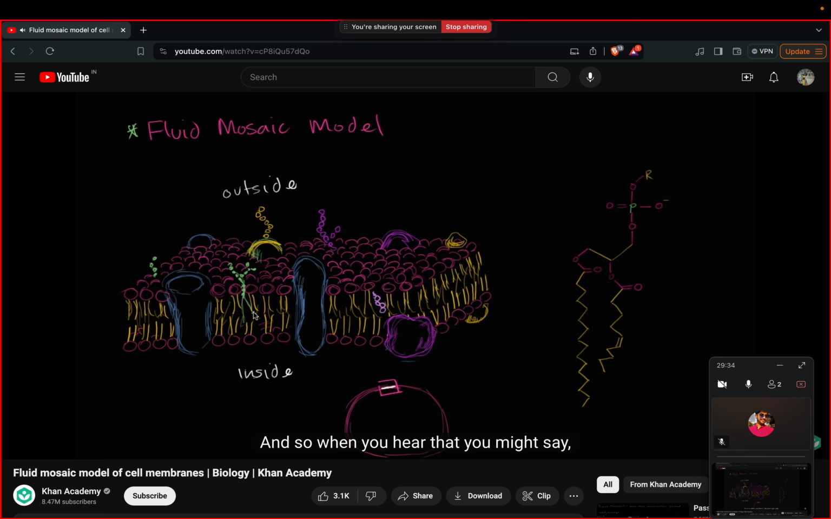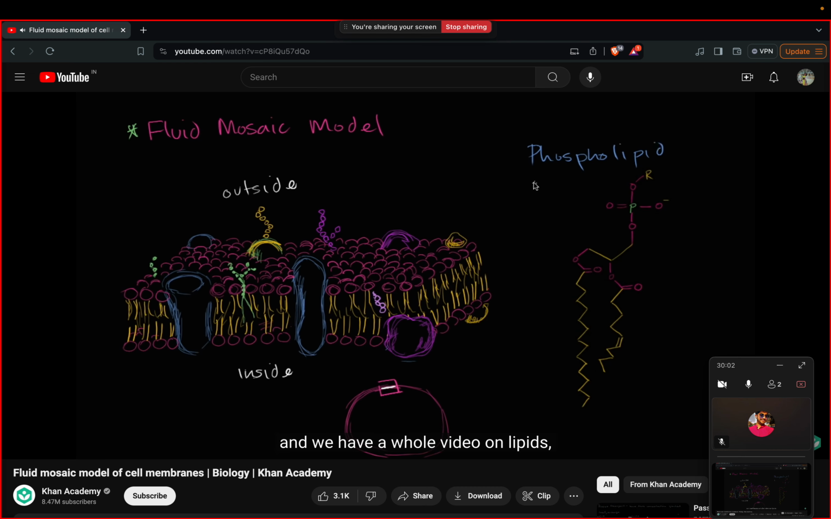And so when you hear that, you might say, well, what is a phospholipid? That's a good question, because when you understand what a phospholipid is, it starts to make sense why it would form a bilayer like this and why it's the basis for so many membranes and biological systems. So this is indicative of a phospholipid. And as its name implies, this is a phospholipid. It's a lipid that involves a phosphate group.